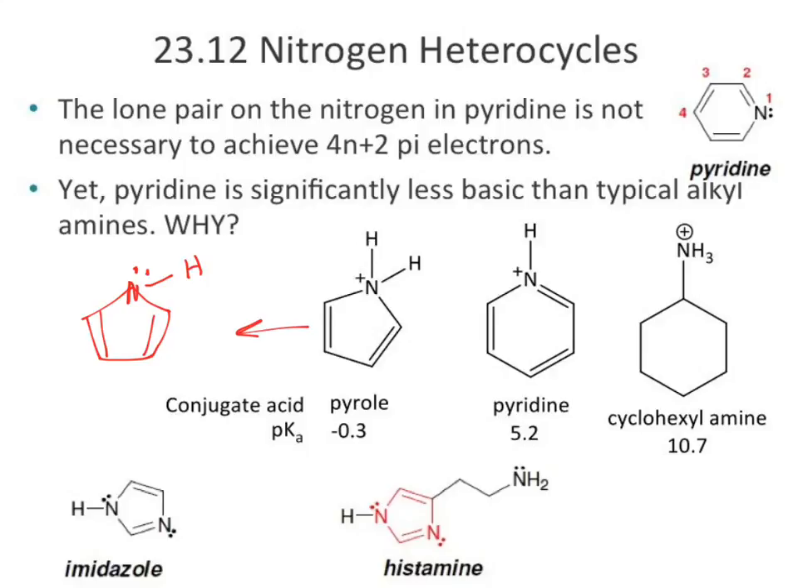How many pi electrons do we have in that structure? 6 pi electrons in a cyclic structure. We're looking at a compound that is aromatic. What does that do to the stability? Okay, it becomes extremely stable, drops the energy of our structure, which then means the pyrrole really wants to ditch that hydrogen so it can get to that more stable conjugate base.